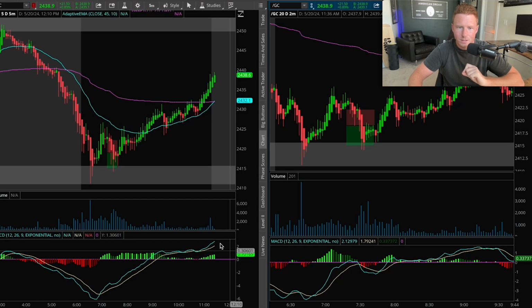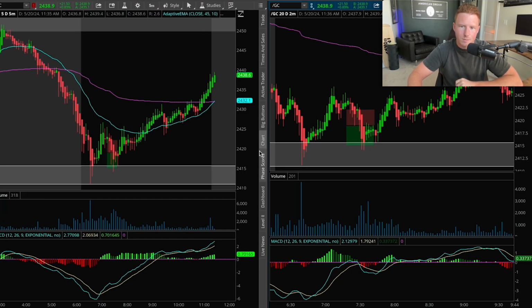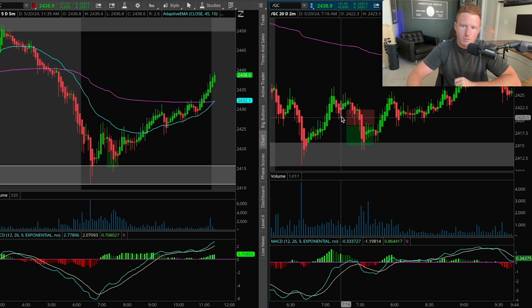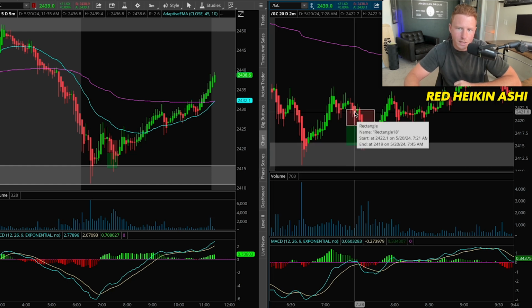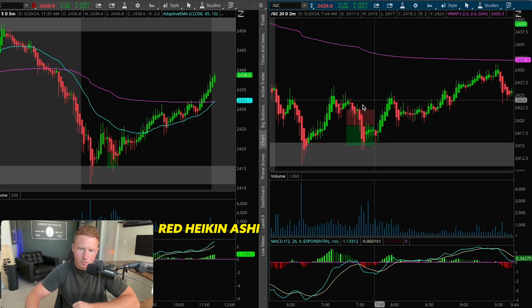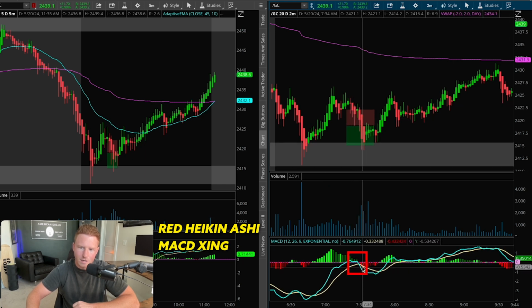So if we go back to the chart, the main confirmations I'm looking for is I want to see some kind of red Heikin-Ashi candles. This is a 2-minute time frame on the right here. And I also want to see this MACD start crossing into a sell signal, this blue line to cross down and the histogram to start turning red. As you can see, once this candle closed right here, this is where I went ahead and entered the position.